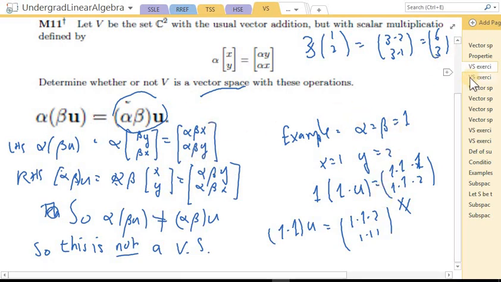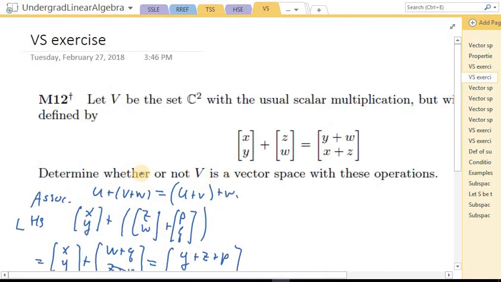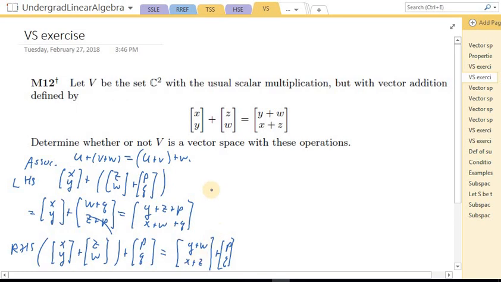Okay. So let's go on to the next one. Next one says, here we have a set C2. So this is regular two-component vectors with the usual scalar multiplication, but you redefine the addition. Let me zoom in a little bit. Okay. So here's our new vector addition. If I add xy plus zw, it's a kind of a similar definition. Instead of adding the components directly, I add the components and then flip the components. So the second component of my result is x plus z. First component is y plus w. So this is a new type of addition that we haven't seen before, and we want to see if this still gives me a vector space.